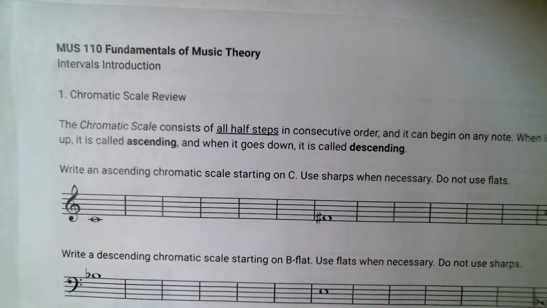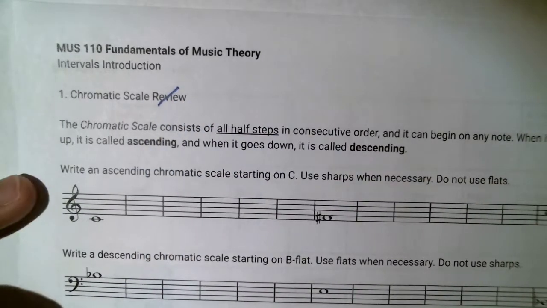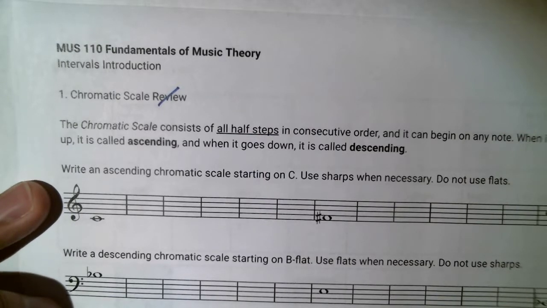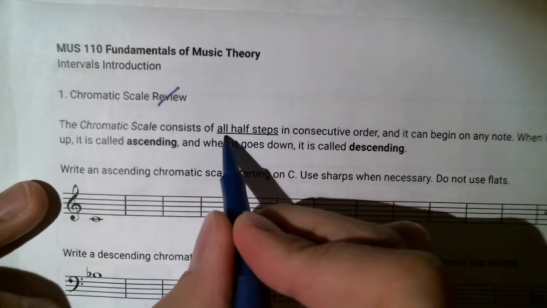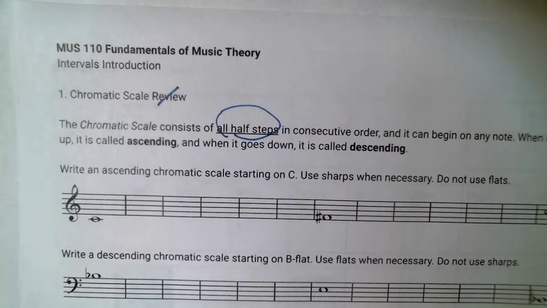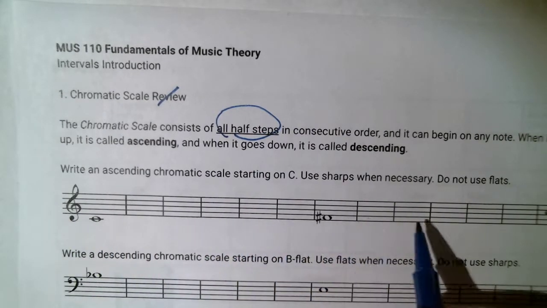The first part of the worksheet is called the chromatic scale review. Just ignore the review part because I think we actually haven't talked about chromatic scales yet, but it's very simple. Instead of the pattern of whole steps and half steps for major scales, a chromatic scale only consists of all half steps. So in the chromatic scale, we are starting with a note, and then we're writing all half steps all the way up or down.